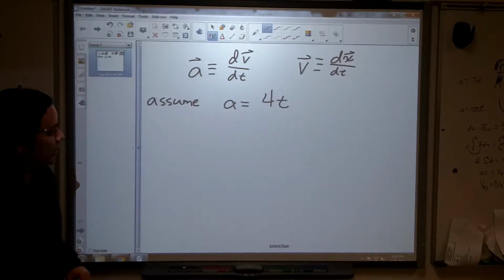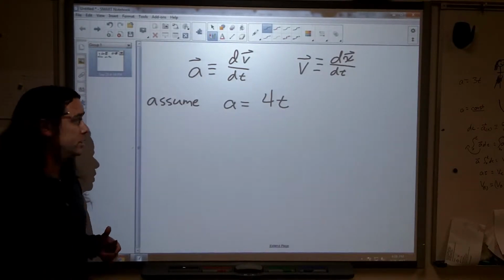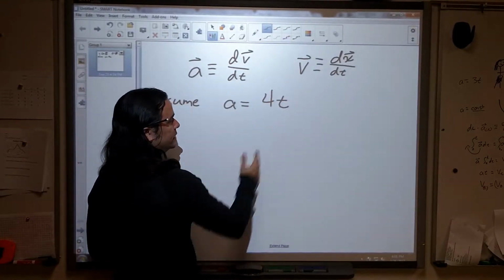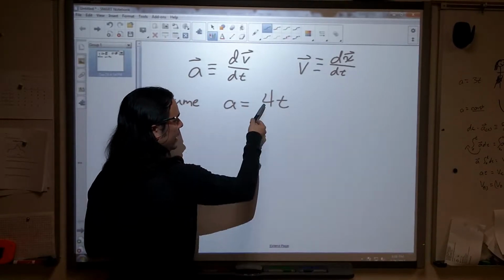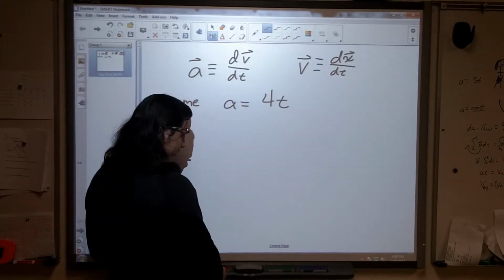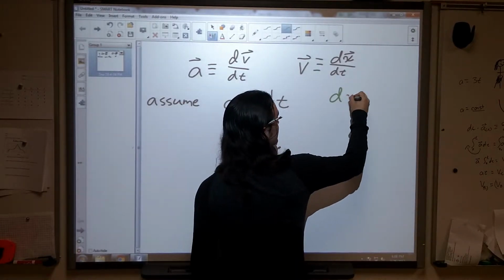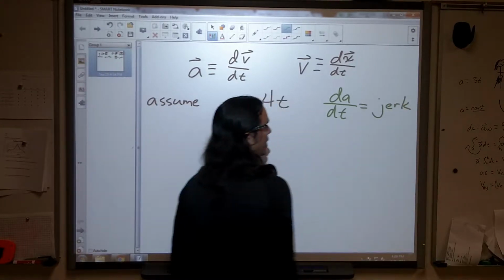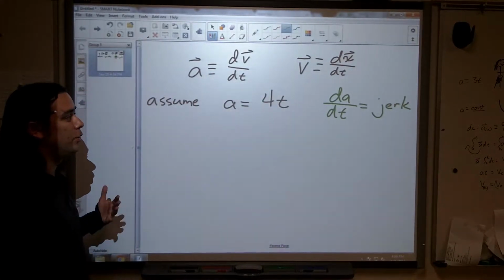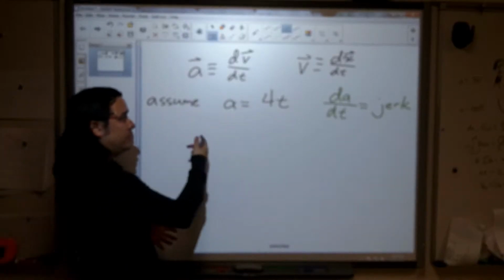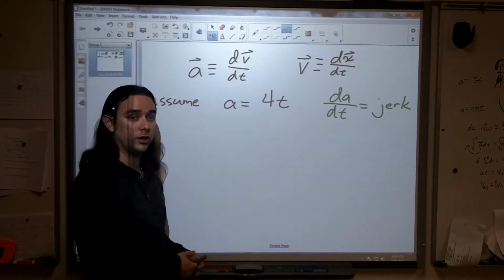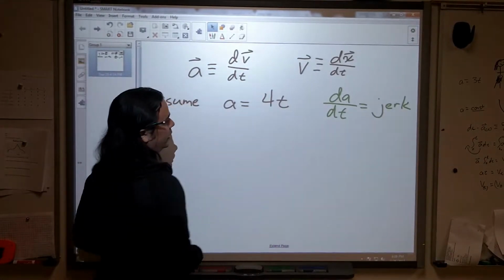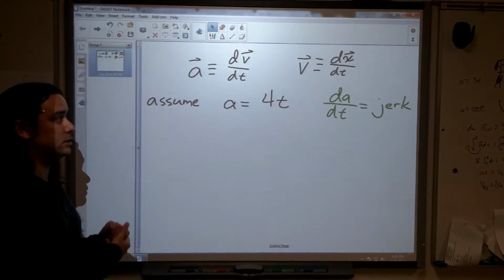Where, I guess, 4 would have units of meters per second cubed, because the acceleration would be in meters per second squared, so then we multiply it by a time, usually in seconds, and we would need that to have appropriate units. Now, small side note, if we took da/dt, that would give us something that we talked briefly about in class, which is called the jerk. That describes the rate of change of the acceleration, how quickly you are changing your acceleration. So in this case, we take the derivative of this with respect to t, and we'd end up with 4 meters per second cubed.